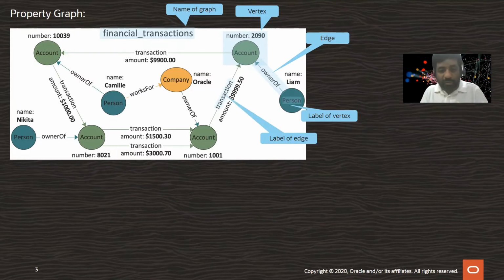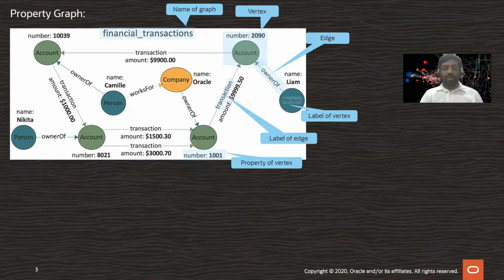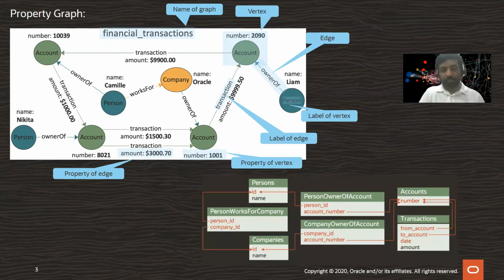We also have label for the edge, just like we had owner of between the relation account and person. Between two different accounts, we also have the edge transaction with its properties like the amount, the actual amount that's being transferred between the two different accounts. So we have the property of vertex as well as the property of the edge. So edge is a transaction, and like we highlighted, amount that is transferred between two different accounts becomes the property of the edge. So in a nutshell, we have different vertices, different edges, different labels for edges, different labels for the vertices as well.